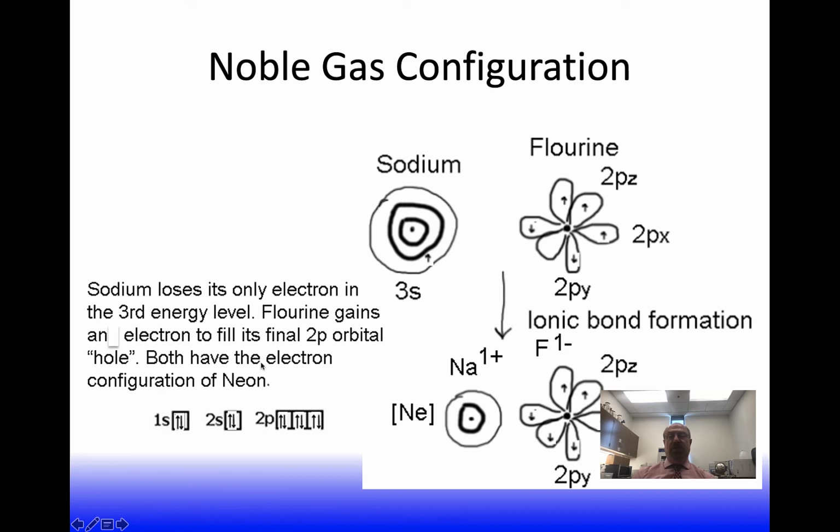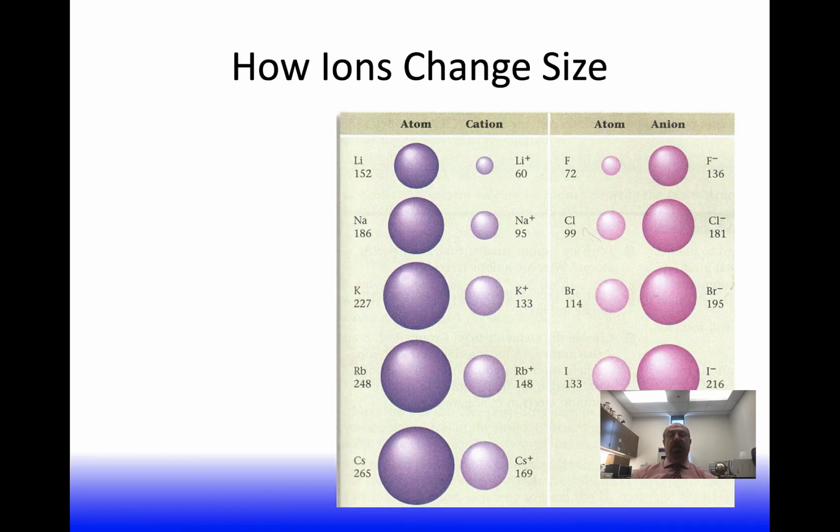Hopefully this is making some sense. Now what about ions? This is actually the most logical thing to figure out. It's pretty easy. Atoms are neutrally charged. If you're a metal, when you form ions, you lose electrons. When you lose an electron, for instance, this is the atomic size of alkali metals, you notice they get smaller.